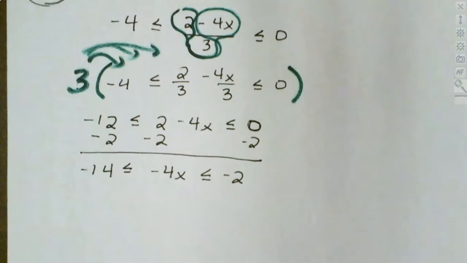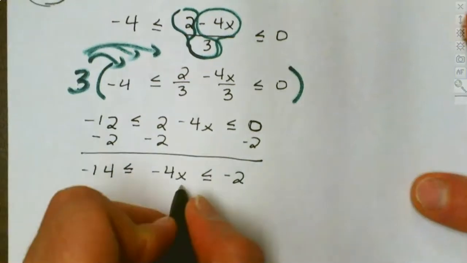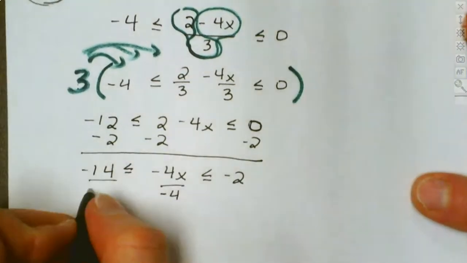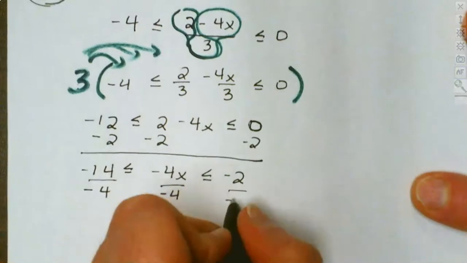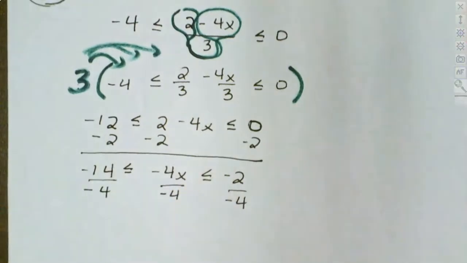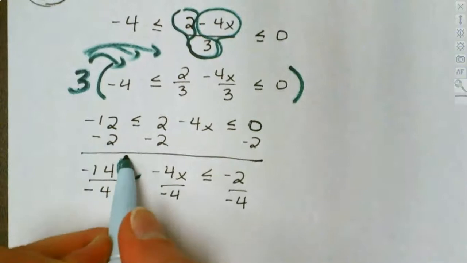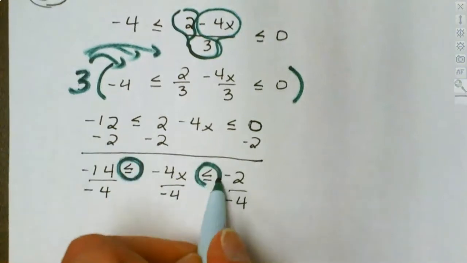So is everyone okay with what we've been doing so far? Now we need to go ahead and finish this out. And we're going to divide everything by now what? Negative 4. Now what happens again? When I divide by a negative, what is that going to do? Okay, that's going to switch these signs over. And that's also going to switch the order on the number line.